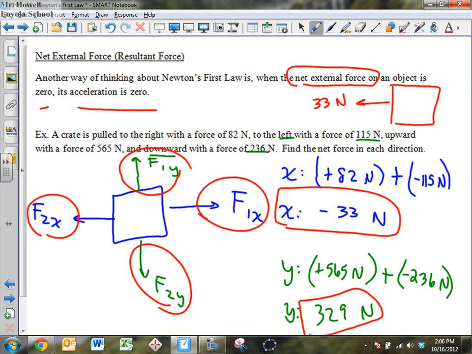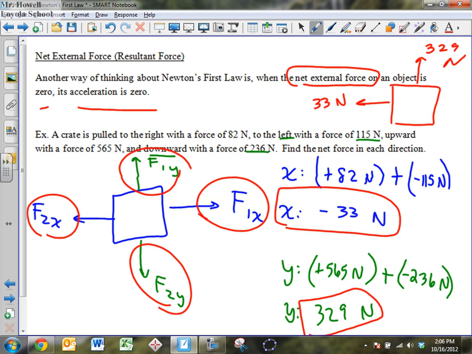Be careful. Pick that up. Set. And then it would be going up at 329. Good job. 329 newtons. So that's the resultant forces right there, in the x and the y direction. Those are the resultant forces.